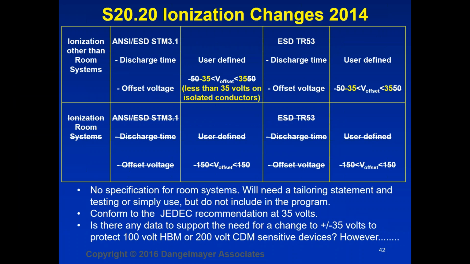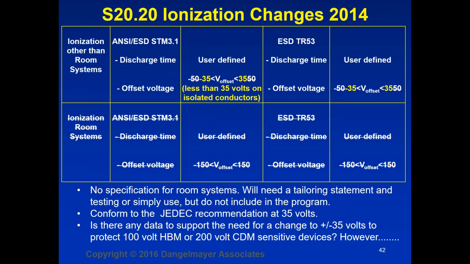So what do you do about room systems? Very often room systems are there because contamination control needs to be part of the static control program. And a plus or minus 100 volt setting on a room system is perfectly adequate for contamination control. So what do you do if you still need your room ionization system for contamination control? Well, you have really two choices. The first choice is to not write it into your static control program. Use it, but don't make it part of your static control program.